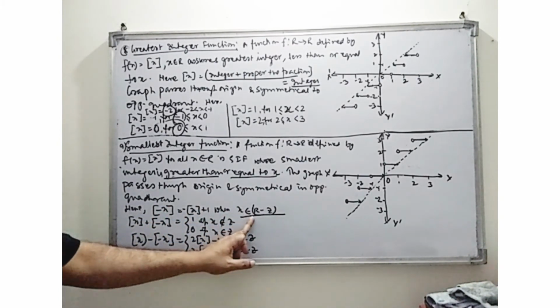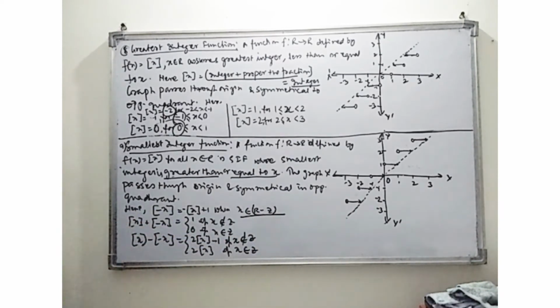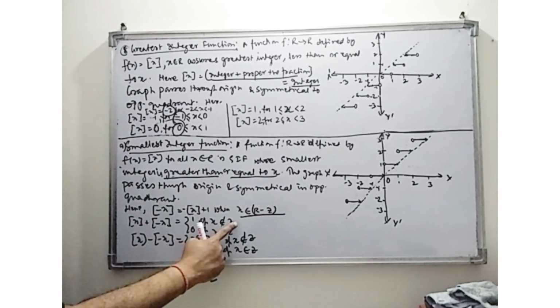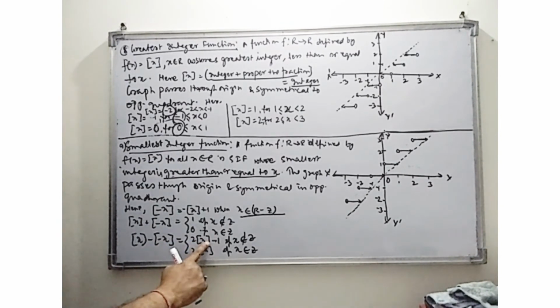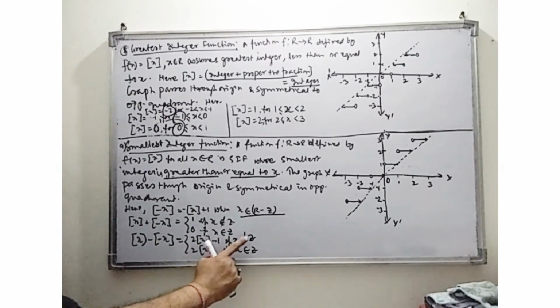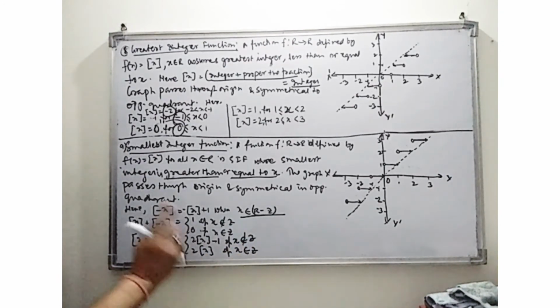When x belongs to R minus Z, it becomes 1 if x does not belong to Z. It becomes 0 if x belongs to Z, and ceiling of x minus ceiling of -x equals 2x minus 1 if x does not belong to Z, and if x belongs to Z it is 2x.